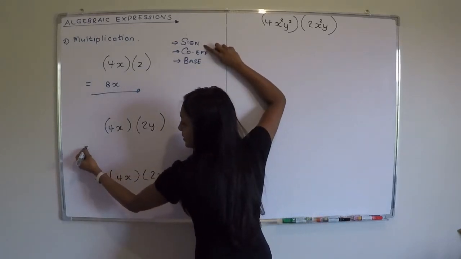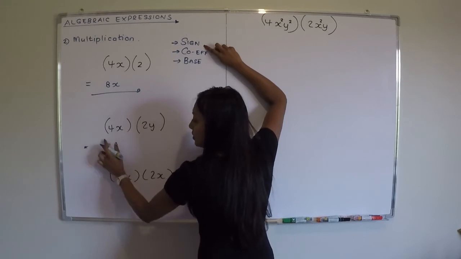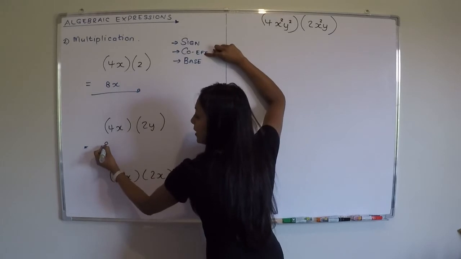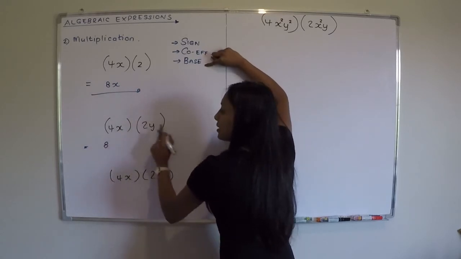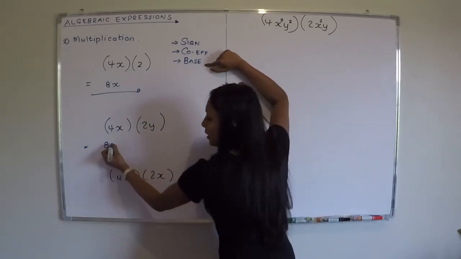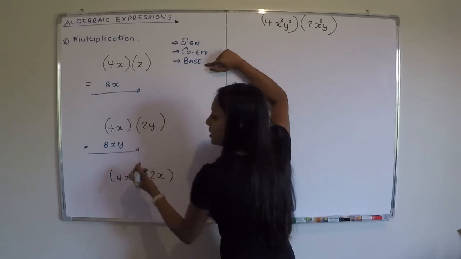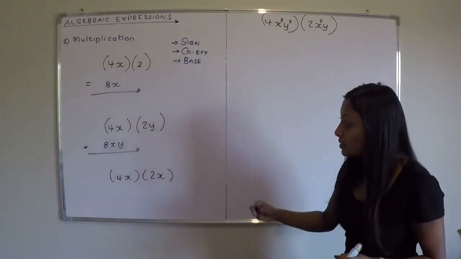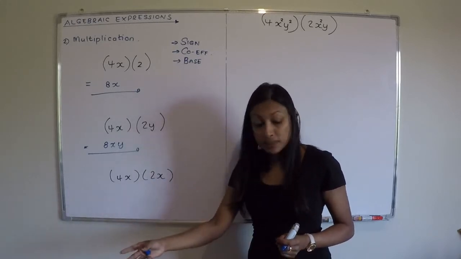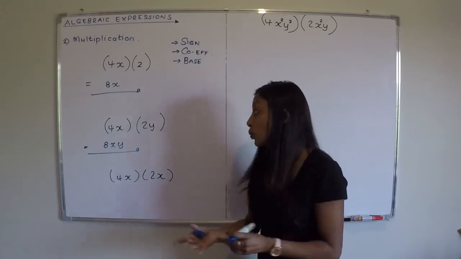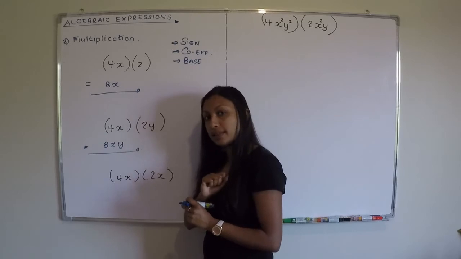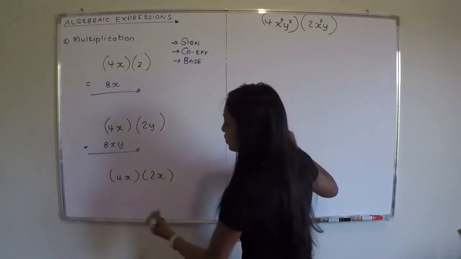Multiply my signs. Positive times a positive, I'm going to get a positive. 4 times 2, I'm going to get 8. Base, x times y. So x and y, they are unlike bases now, so we can't do much with them, but we can just put them next to each other. So x times y is xy. A times b is ab. M times p is mp. So where you have unlike bases, you can't do anything with them, you're just going to put them next to each other. Let's look at the next one.